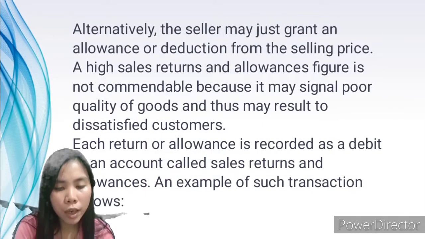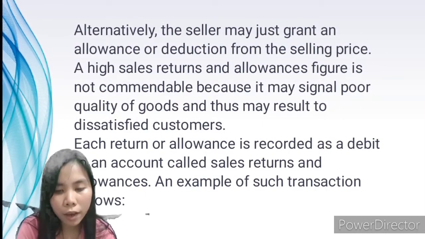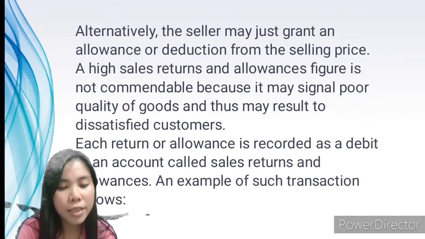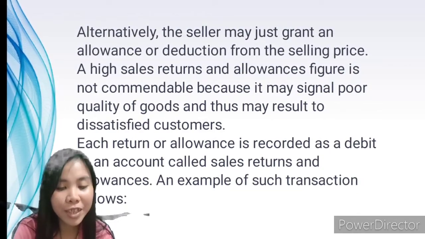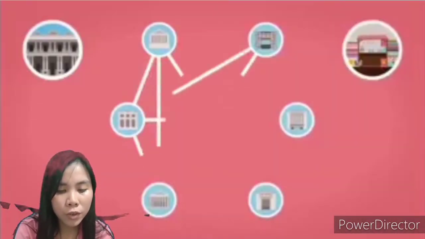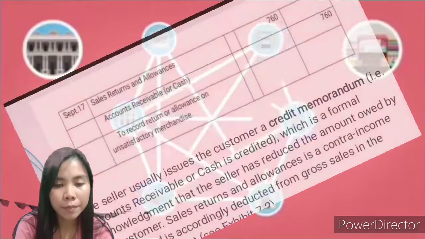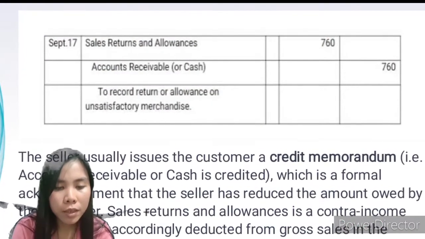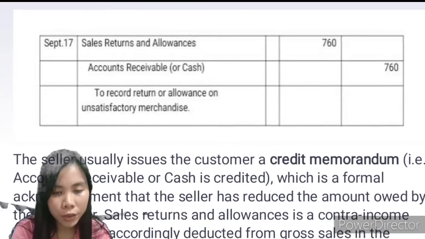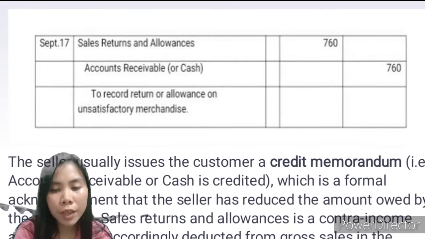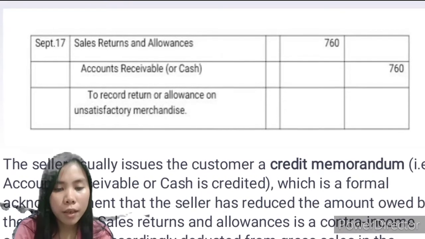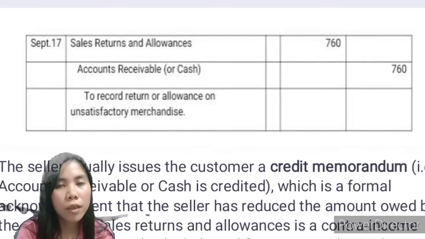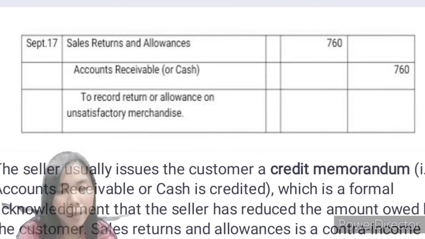Each return or allowance is regarded as a debit to an account called sales return and allowances. An example of such a transaction is as follows. Sales return: debit sales return and allowances amounting to 760 pesos, credit accounts receivable amounting to 760 pesos.